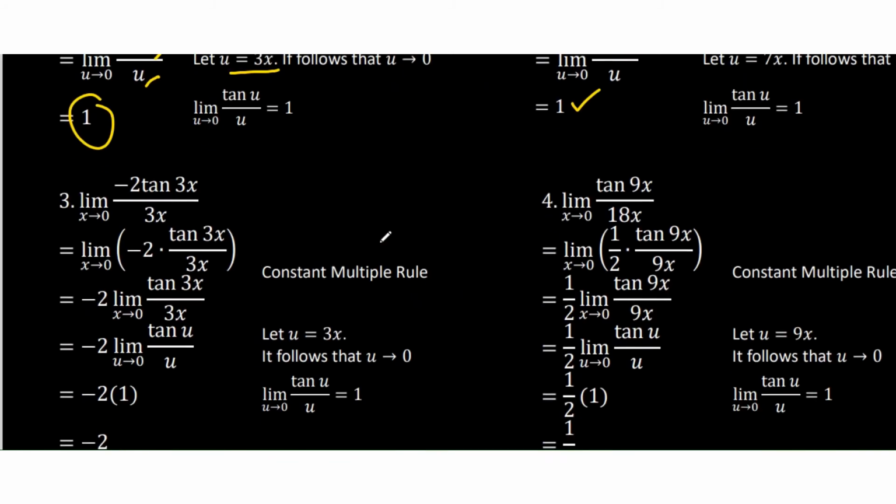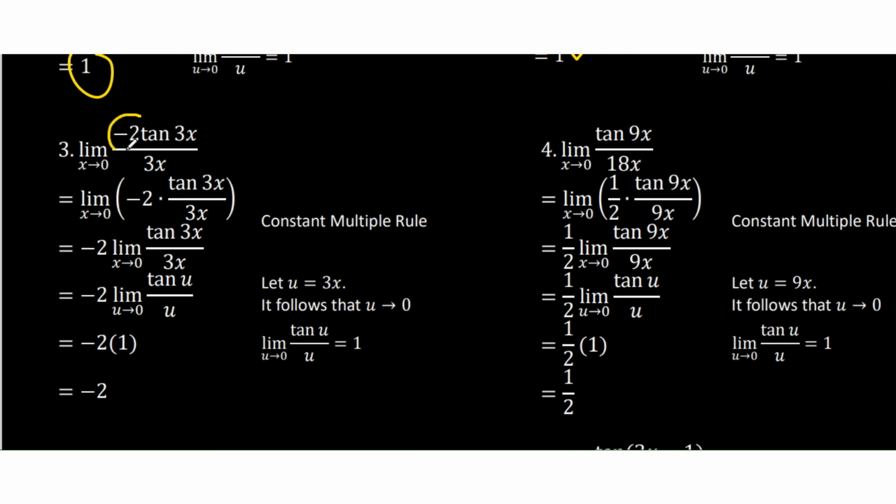That is 1. Now number 3, we can separate negative 2. Why? Because 3x also has 3x. So this is simply 1. So negative 2 times 1 is negative 2.